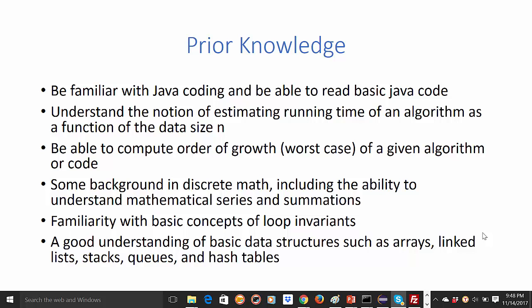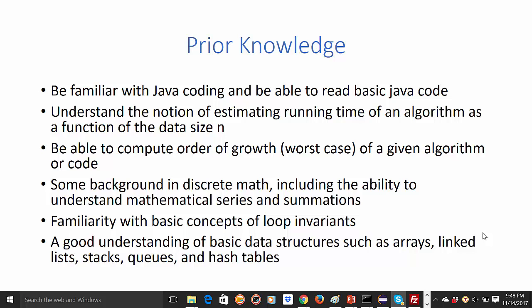Order of growth means that you have some formula. Let's say you come up with 2n squared plus n, where n is the data size, and you drop low order terms and the constants. We call that the order of growth. And some background in discrete math, although it's not really necessary to understand this structure, and maybe some understanding of mathematical series and summations.